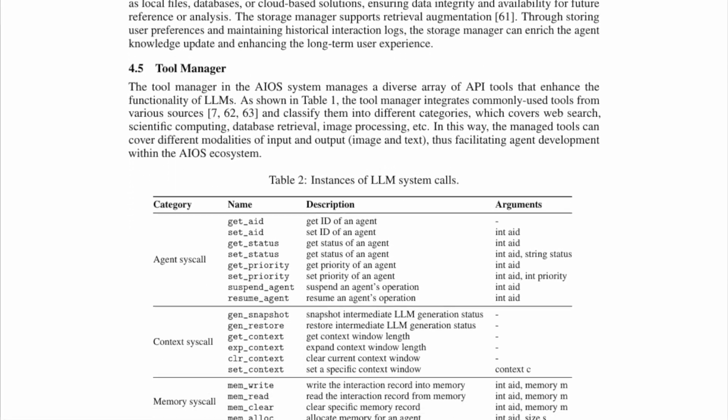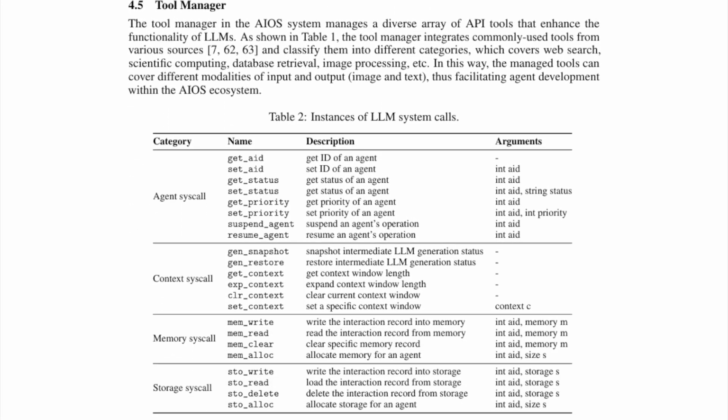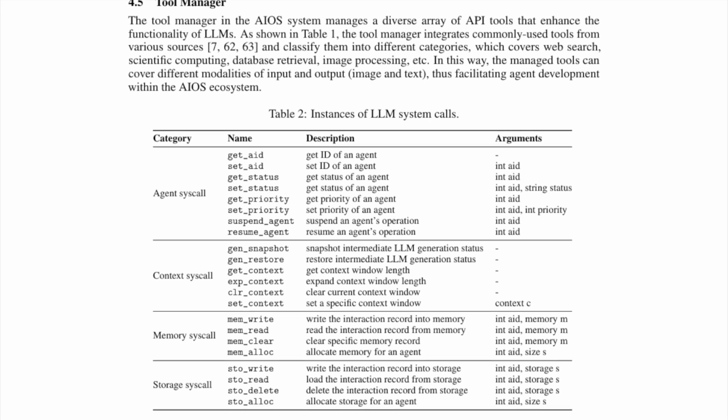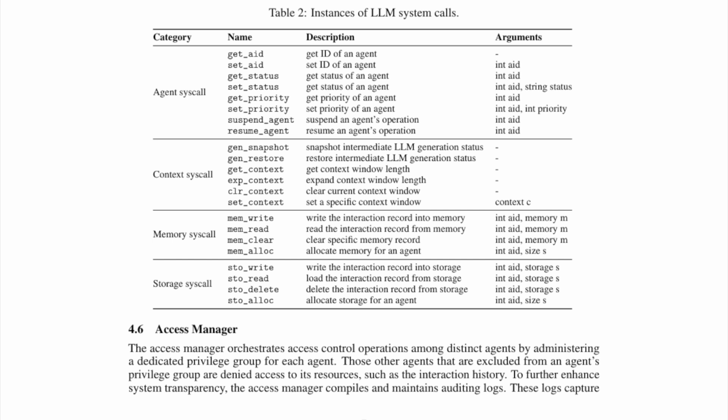Section 4.5, Tool Manager. The Tool Manager in the AIOS system manages a diverse array of API tools that enhance the functionality of LLMs. The Tool Manager integrates commonly used tools from various sources and classifies them into different categories covering web search, scientific computing, database retrieval, image processing, and more. In this way, the managed tools can cover different modalities of input and output, facilitating agent development within the AIOS ecosystem. Table 2. Instances of LLM system calls.